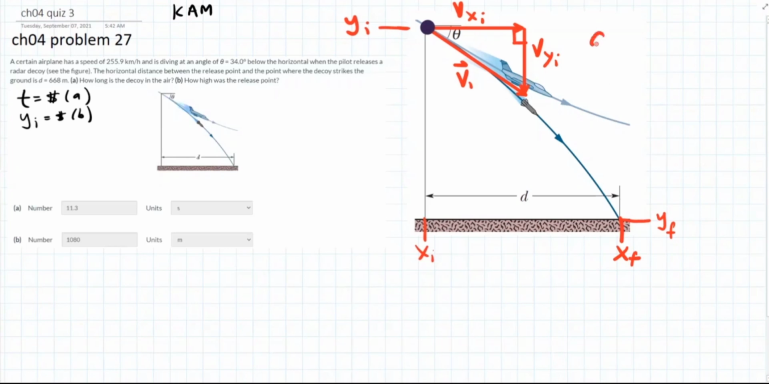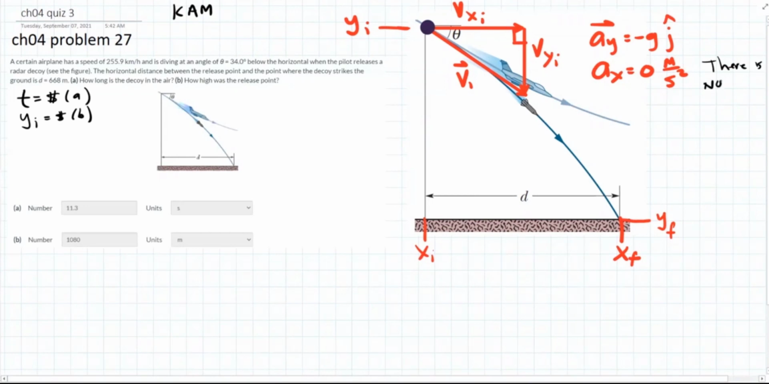A sub Y equals negative G. This was the heart of the measuring G lab you guys did. And I can write it like this now. Now that you're feeling great about unit vectors, that's a good way to write A sub Y. So A sub Y is negative G in the Y hat direction. Here's something new. A sub X equals 0 meters per second squared. And I'm writing down A sub X equals 0 because there is no horizontal acceleration.